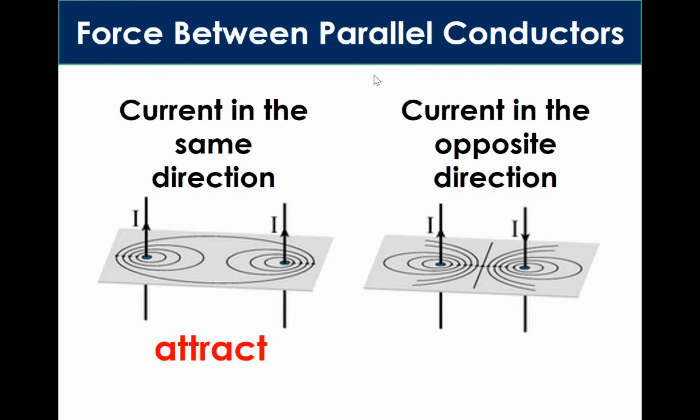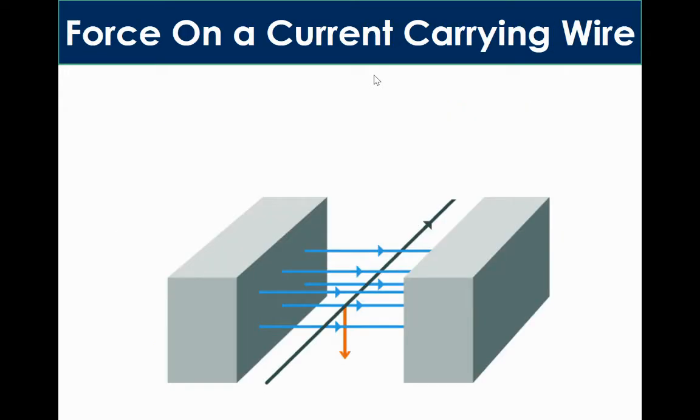So the ones on the left will attract. When the currents are in the same direction, the wires will move closer together, and on the right side they will repel. So we're going to extend our understanding today. We're going to look at what happens if you put a wire in a permanent magnetic field.